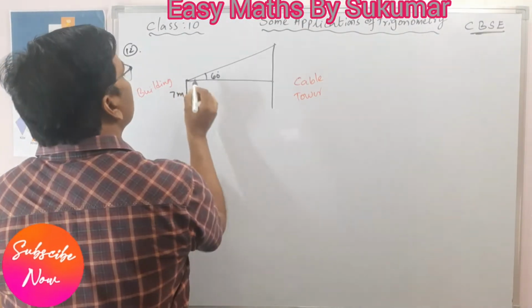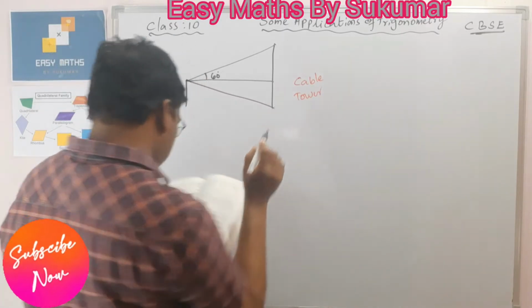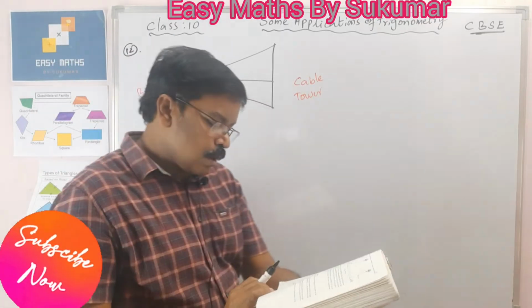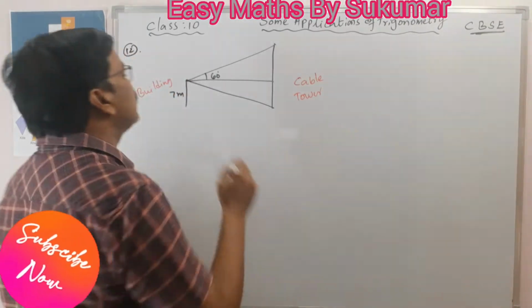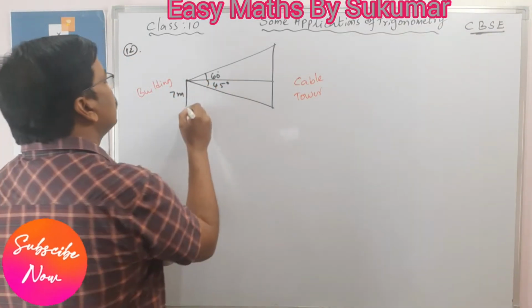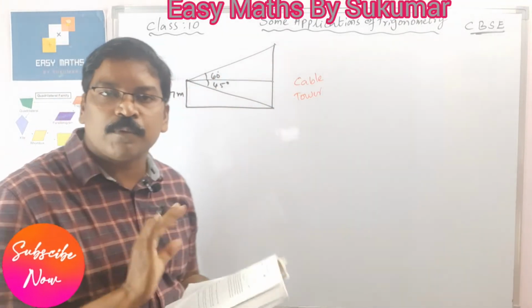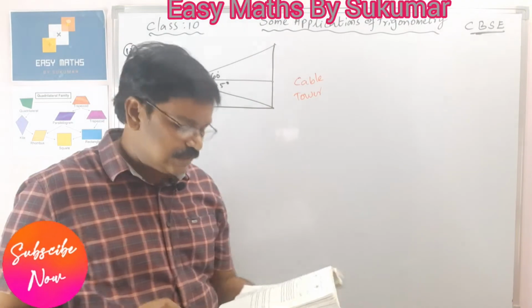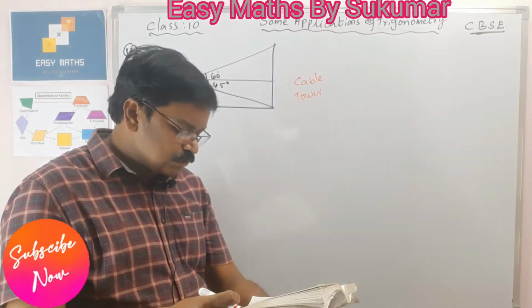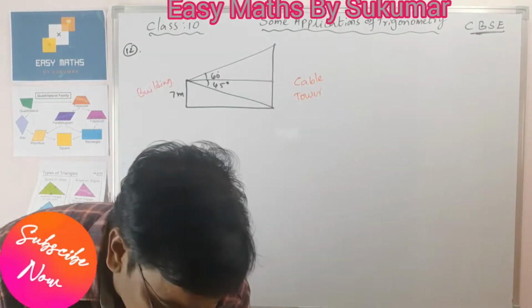So you are here now, my dear students. See, from here the angle of depression of its foot is 45 degrees. So this angle is 45 degrees. Okay, just join these two bottoms, the bottom of the building to the bottom of the cable tower, right? Here what we have to find is to determine the height of the tower. We have to find the height of the tower here.